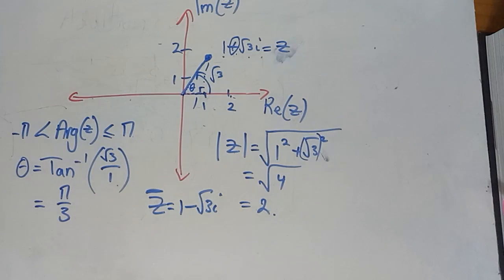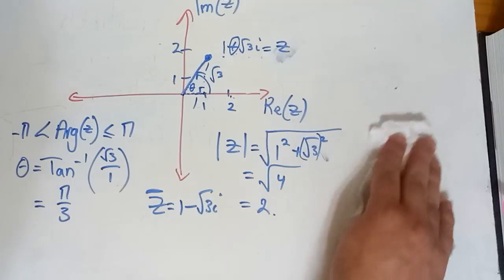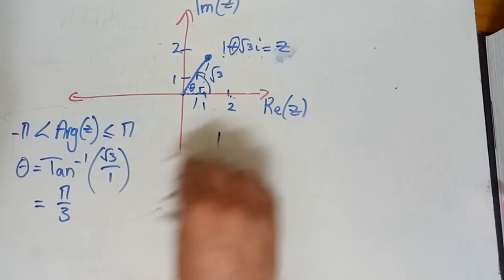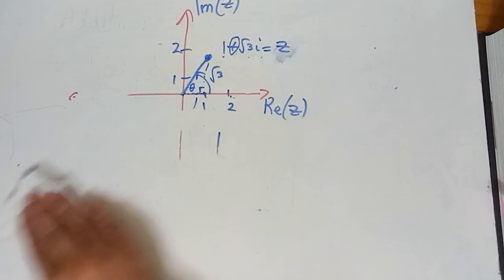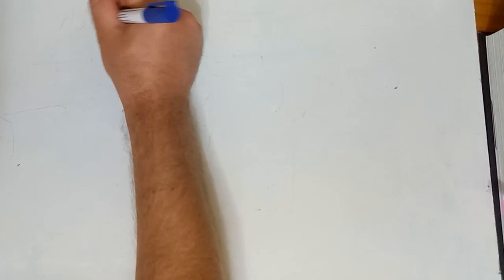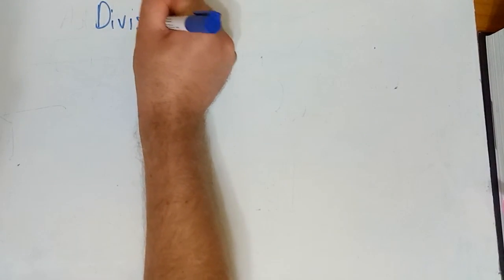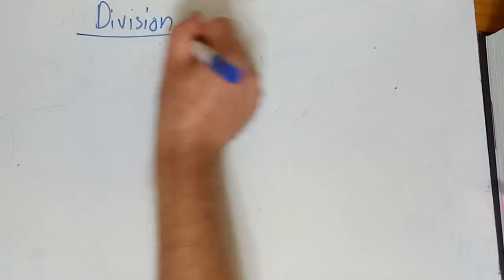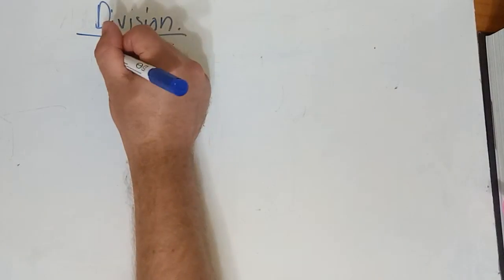Now the conjugate is really important because it helps us to divide complex numbers if we're in this rectangular form. So we've been doing numbers in rectangular form, and we'll do polar form a little bit later. Okay, so rectangular form for complex numbers, we want to do division. We forgot about division. Let's do division really quick.